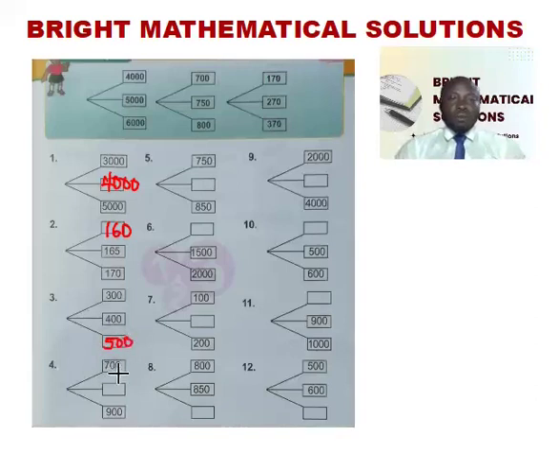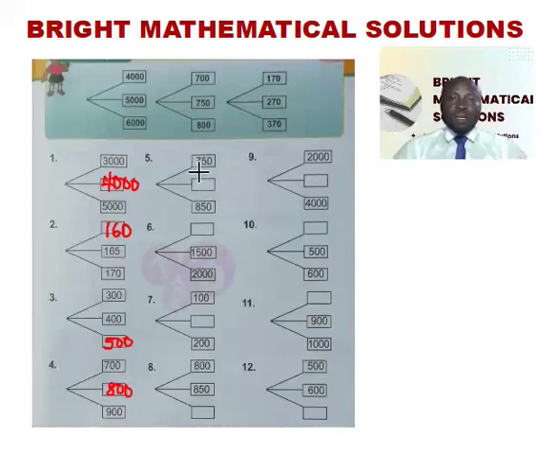Now to the fourth one, we have 700 here, we have 900. If we find the difference between the 700 and 900 here, that will give us 200. So 200 divided by 2 will give us 100. So that means the difference across the board is 100 and 100. So 700 plus 100 will give us 800.